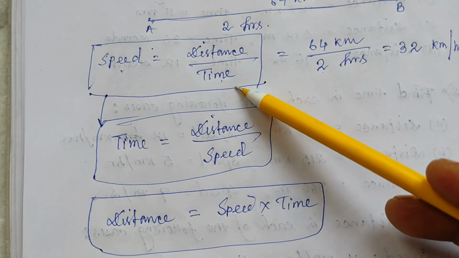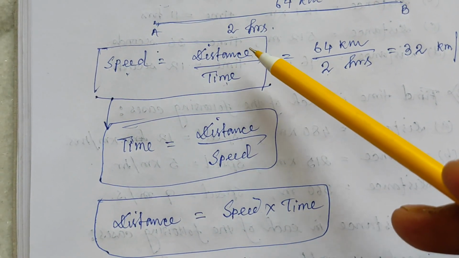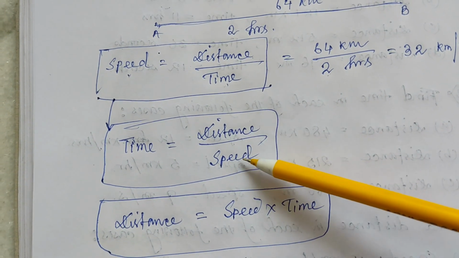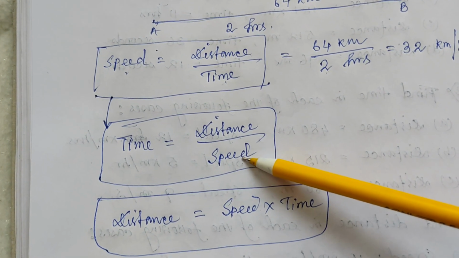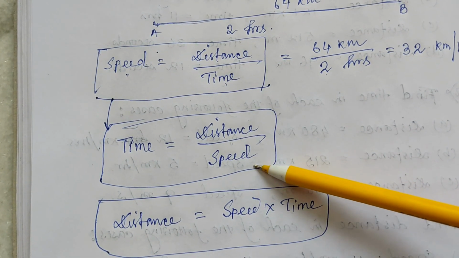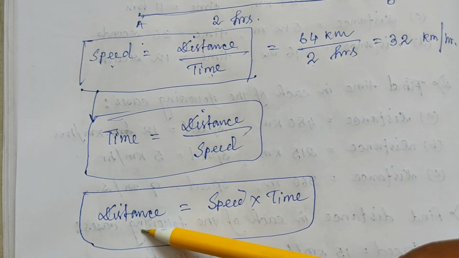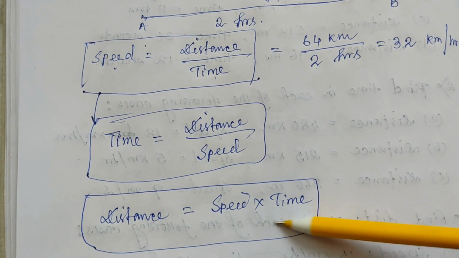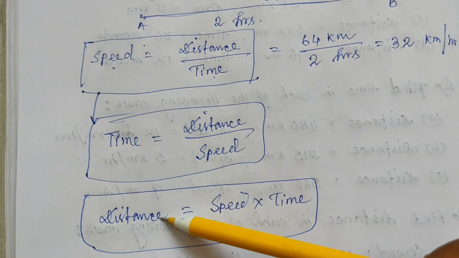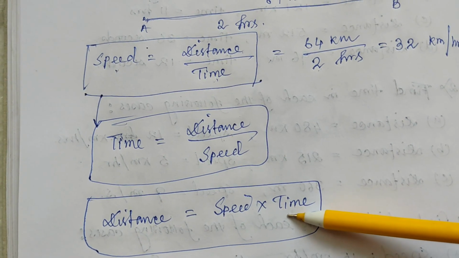When distance and time are given, you can find the speed by dividing distance by time. When distance and speed are given, you can find the time by dividing the distance by speed. And if speed and time are given, you can find the distance by multiplying the speed by time.